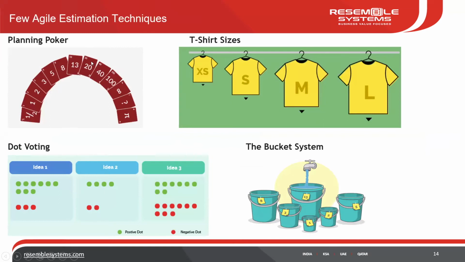Planning poker. You must have heard about poker. It's a card game, right? What happens in planning poker is a set of cards are given to the Scrum team members, who are the developers. Maybe the team is of 4 members, 6 members, 7 members, doesn't matter. Each of them is given a card.